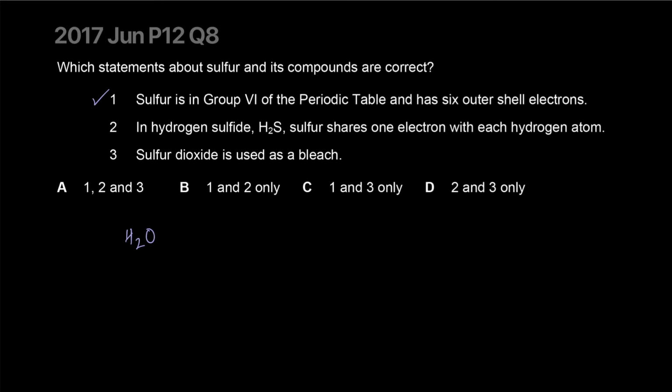H2O, right? Oxygen is in group 6 as well. So the bonding in water is very similar to the bonding in hydrogen sulfide, how the outer electrons are arranged, right?